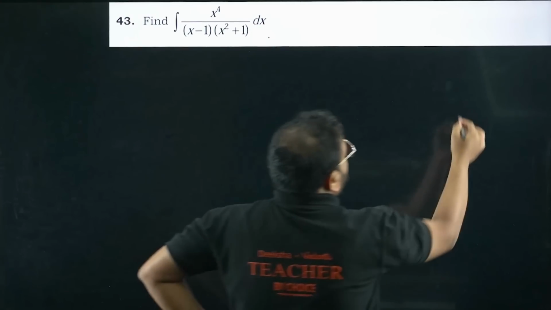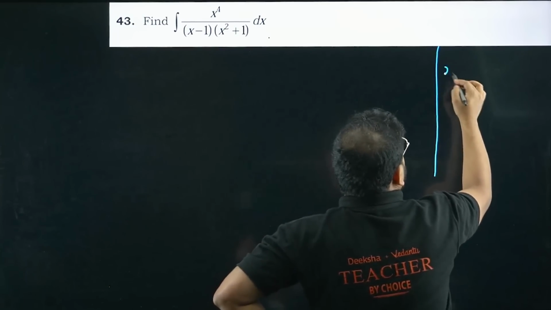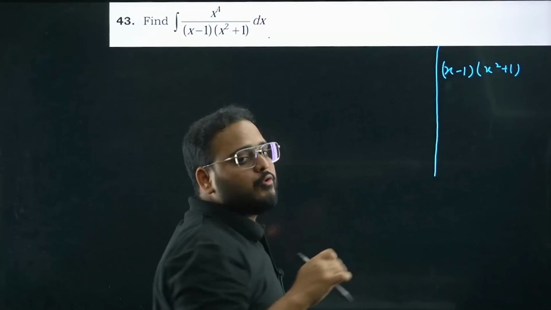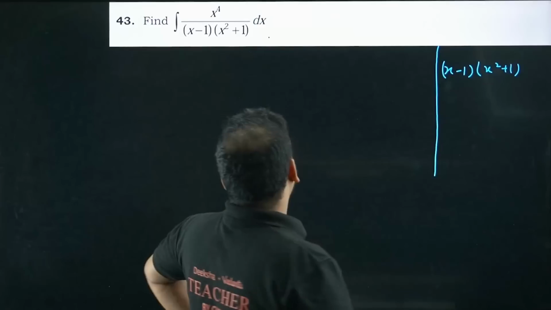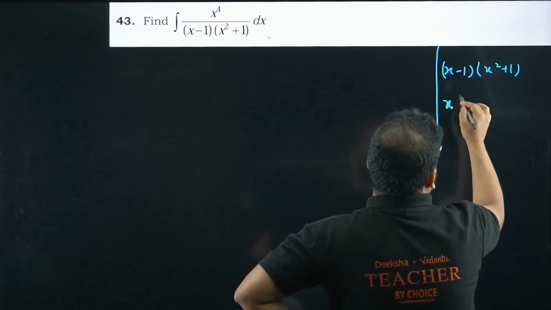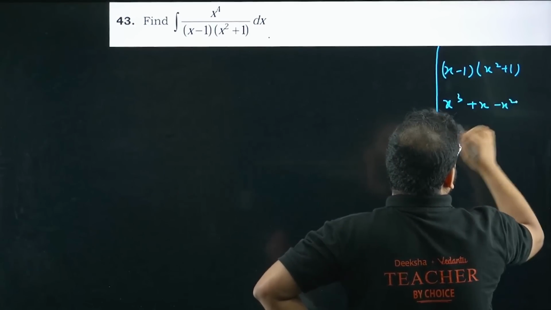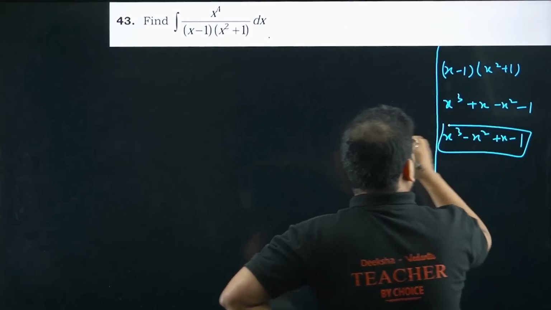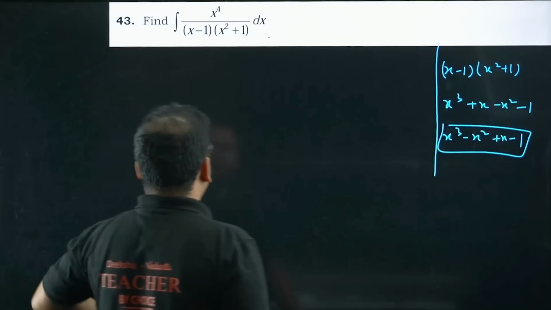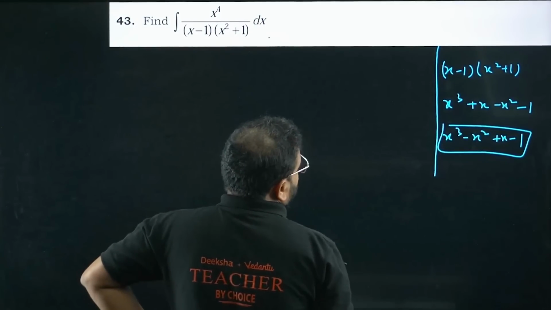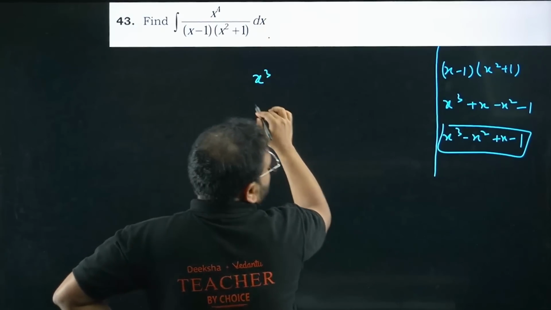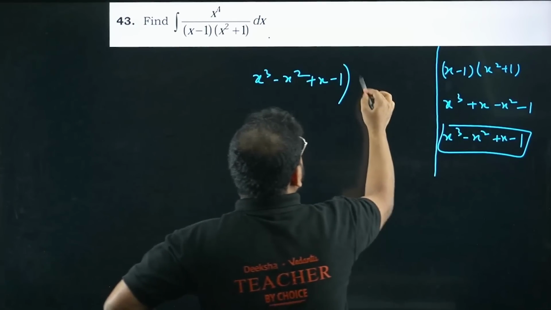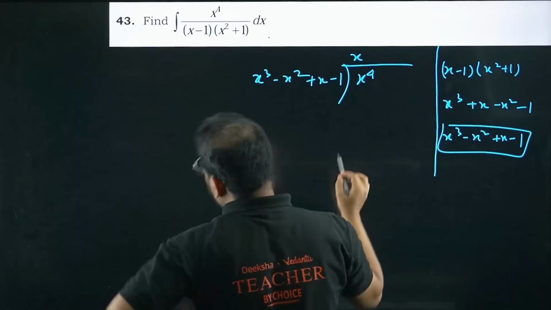For that, what are you going to do first? First step would be to multiply the factors inside, basically in the denominator. X minus 1 I have, x square plus 1. We know this, right? We use the partial fractions whenever you have proper rationals. So let's do this. You're going to get x cube plus x minus x square and minus 1. So I get here x cube minus x square plus x minus 1. We have to do the division. Please have a look here. So I'm going to get, please check, x cube minus x square plus x minus 1 dividing x power 4. I'll take with x actually. What I'm going to get?